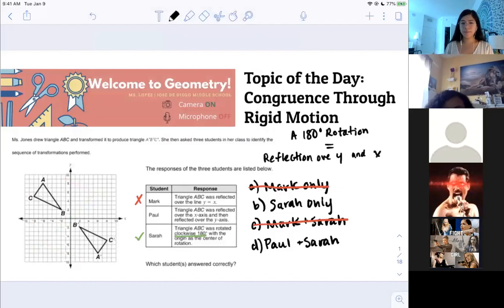X goes first and then y goes second. Either way, you'll get to the same place. So before I'm even looking at the graph yet, I'm just looking at these two answer choices and I'm realizing that they're both saying the same thing, because Paul is giving us the two reflections and Sarah is giving us the 180 rotation. And I already remember that those are the same thing, but I can still check to make sure.